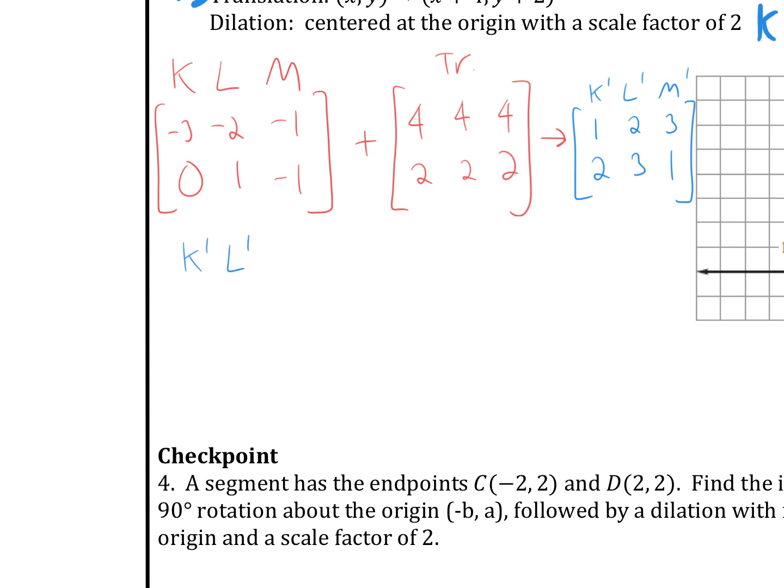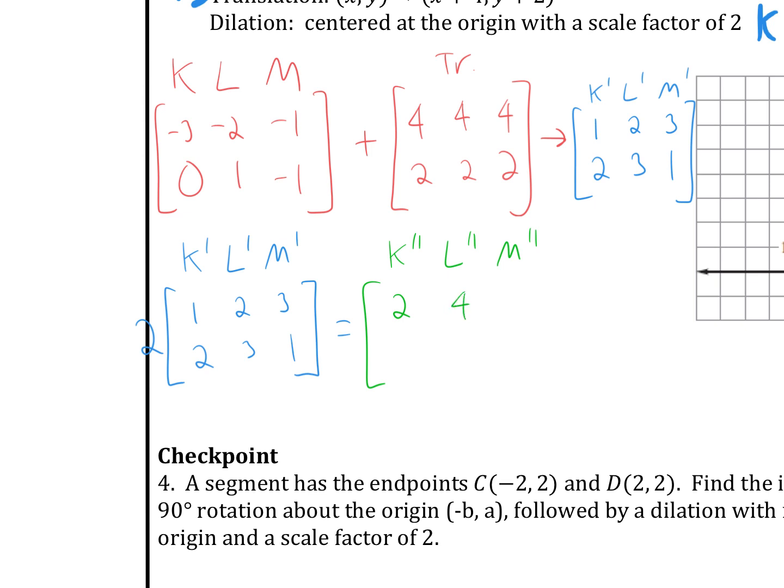We have K prime, L prime, M prime, and we are going to multiply by 2. So we had 1, 2, 3, and 2, 3, 1. And that's going to equal our new one, which is going to be K double prime, L double prime, M double prime. Why don't you guys see if you can figure out what this is going to be? So 2 times 1 is 2. 2 times 2 is 4. 2 times 3 is 6. 2 times 2 is 4. 2 times 3 is 6. And 2 times 1 is 2.